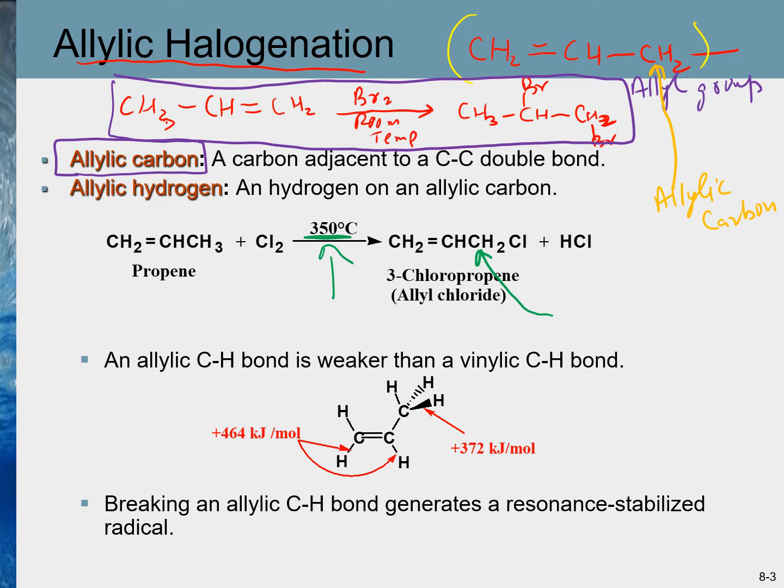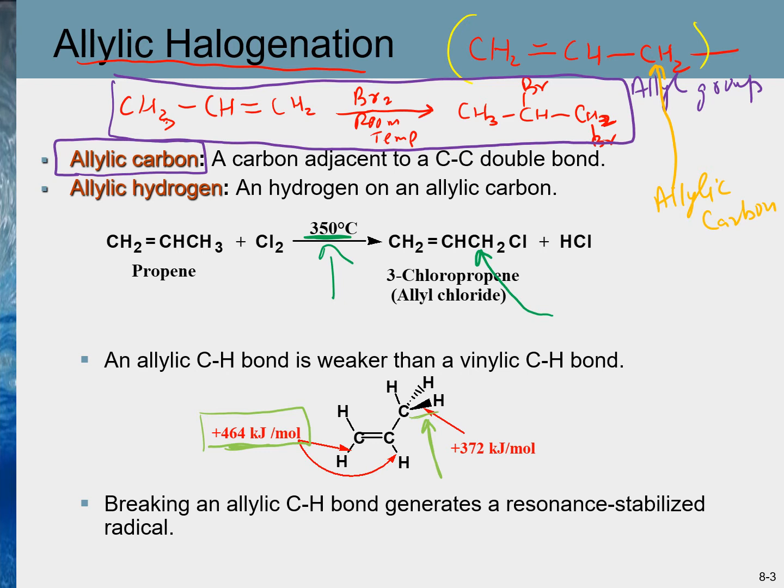In order to understand why halogenation takes place at the allylic carbon, we need to take a look at the bond dissociation enthalpy values of various carbon-hydrogen bonds in propene. As we can see, the C-H bonds connected to the carbon-carbon double bond have higher bond dissociation enthalpy values compared to the carbon-hydrogen bond at the allylic position. There is a difference of about 92 kilojoules, almost 100 kilojoules. So it means the allylic C-H bond is easier to break. So why is it so?